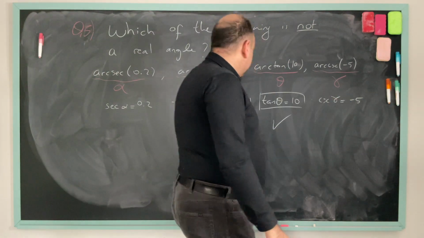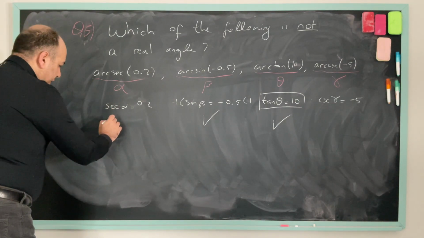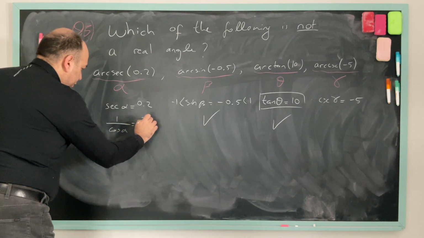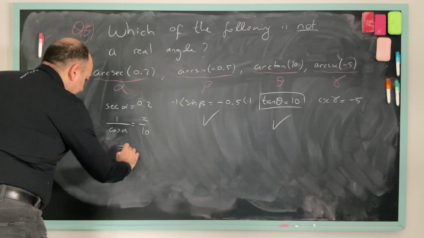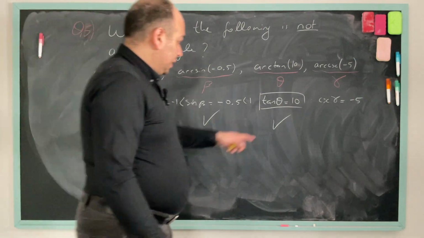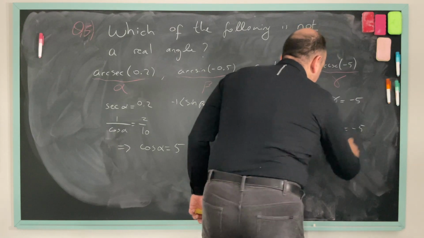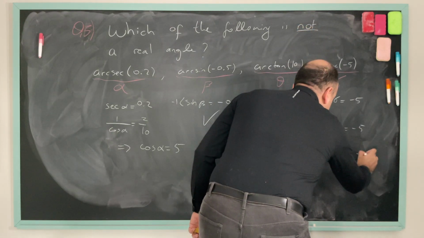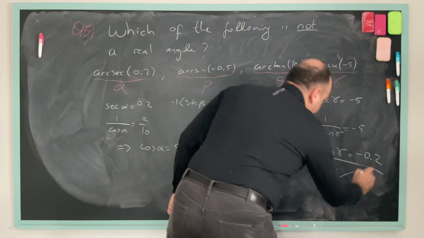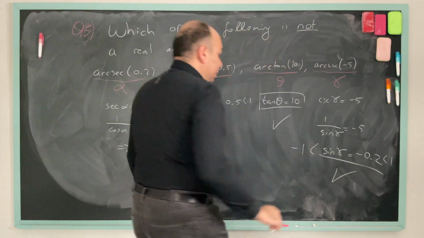So cosecant minus 5, and we have secant of alpha, which is 0.2. So what is secant? Let's remember, this is 1 over cosine alpha, which is equal to 2 over 10. So this actually gives me cosine alpha is equal to 5. What does this one give? This is 1 over sine gamma is equal to minus 5. So sine gamma is equal to minus 0.2. So gamma checks out as a real angle because it is less than 1 and greater than minus 1.